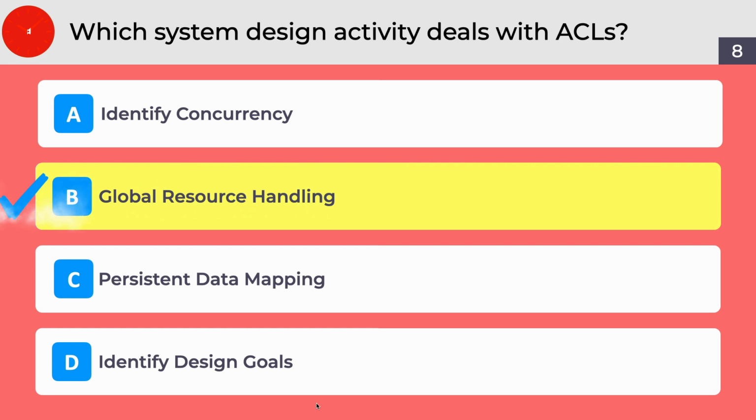And the correct answer is B, global resource handling. With the same argument, concurrency has nothing to do with ACL. Persistent data mapping was more about choosing the right database for our subsystems. Identification of goals is more about the non-functional requirements. However, global resource handling is an activity where we go back and figure out how we make sure our system is secure, and ACLs is definitely one of the ways of securing access in an authorized way. I hope you got the answer for this one correctly. This was very evident because of the usage of the word ACL and its association with global resource handling. With that said, let's move on to the next question.